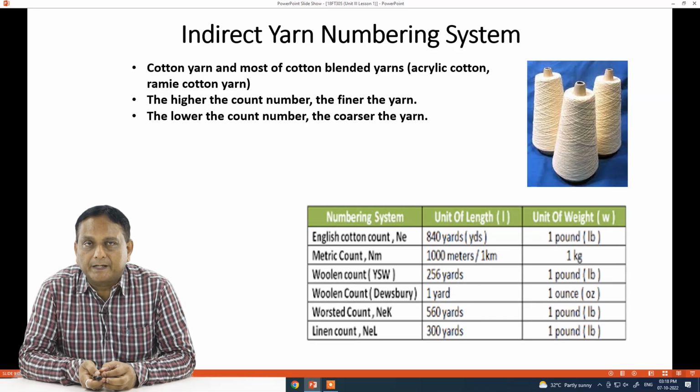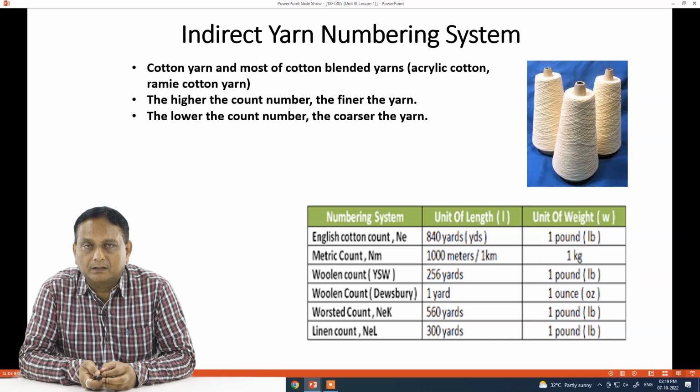Let us see the different kinds of indirect yarn numbering systems. One is called the English count or NE, where the unit of length is 840 yards and the unit of weight is 1 pound. Similarly, what is the metric count? NM, that is 1000 meters, and the weight is 1 kg. So different systems of yarn have different units of length and weight.